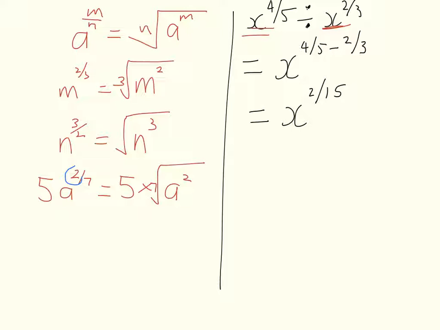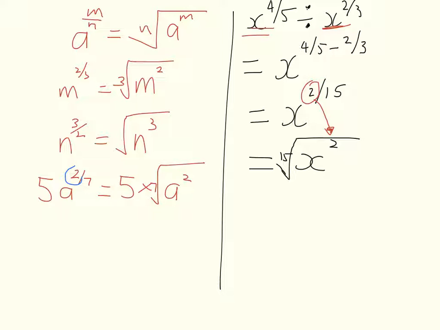Now, if I wanted to write that in surd form, or without a fractional index, I would say that is the 15th root of x squared. Again, the power that goes with the x here is my 2. It's whatever is on top of my fraction. And then the root part is the 15. Again, that's the 15th root, not 15 times the root of x squared. That's a very different sort of problem.